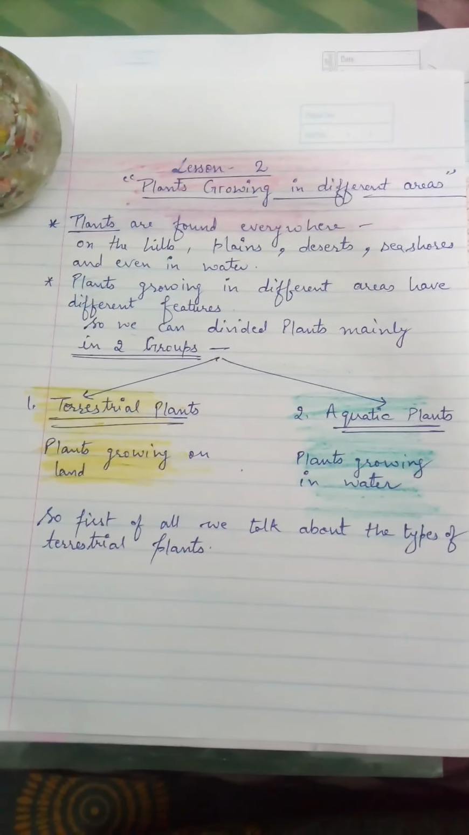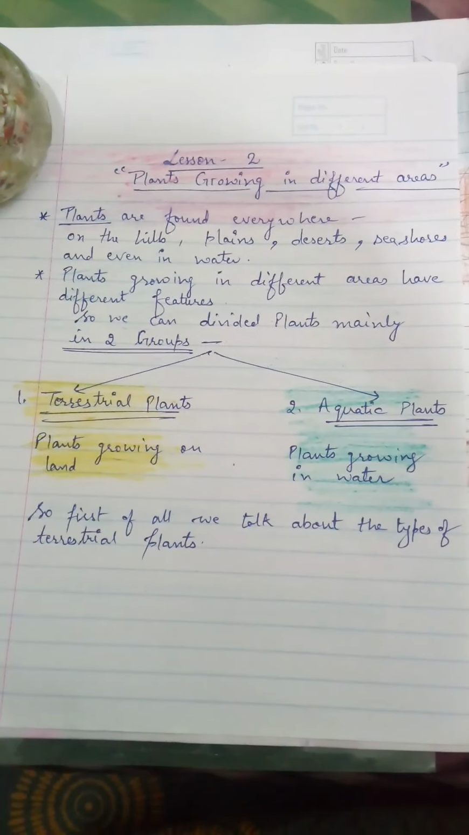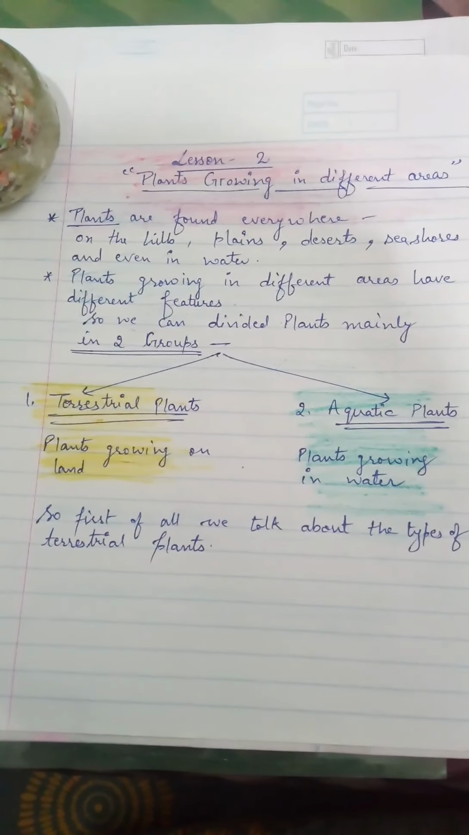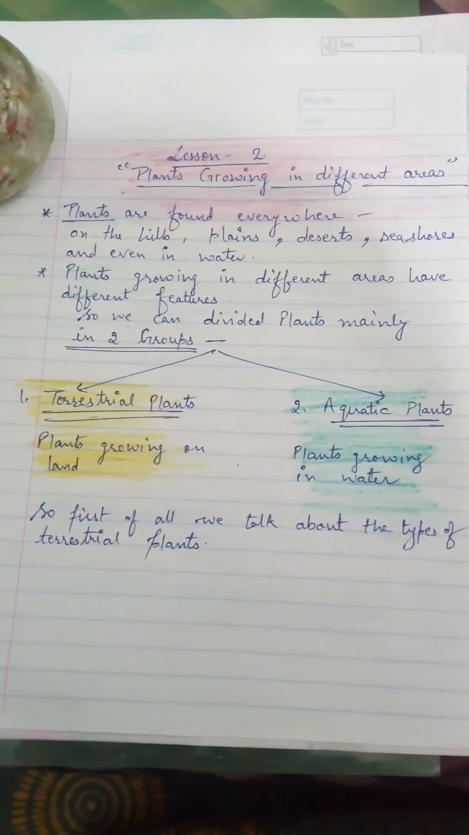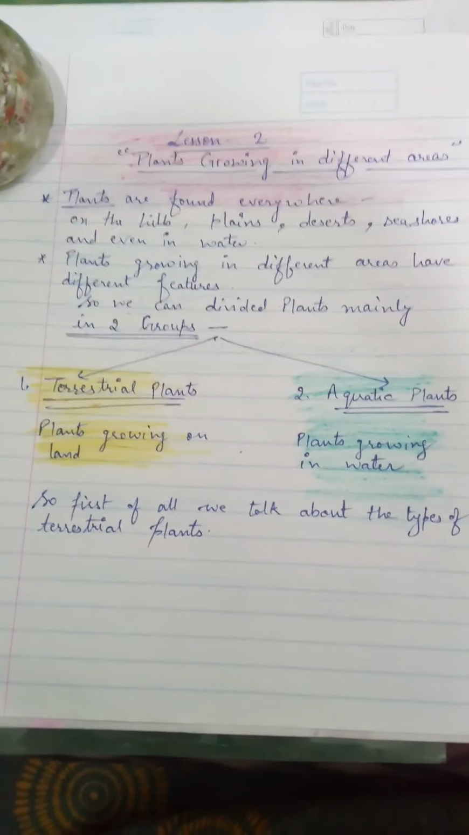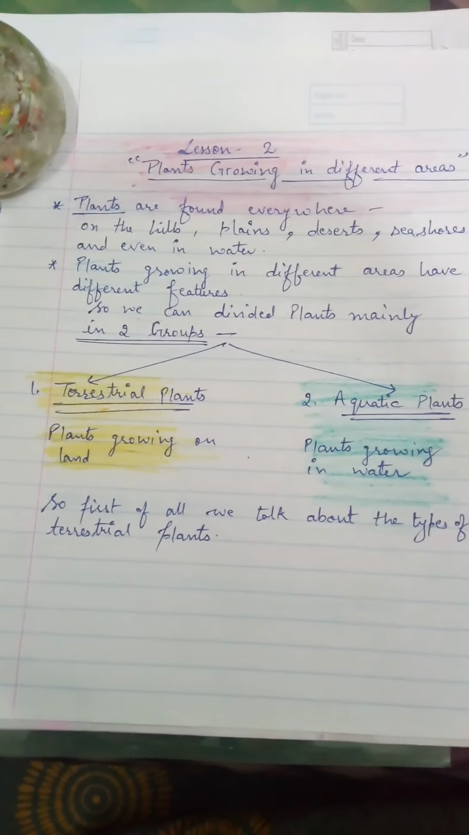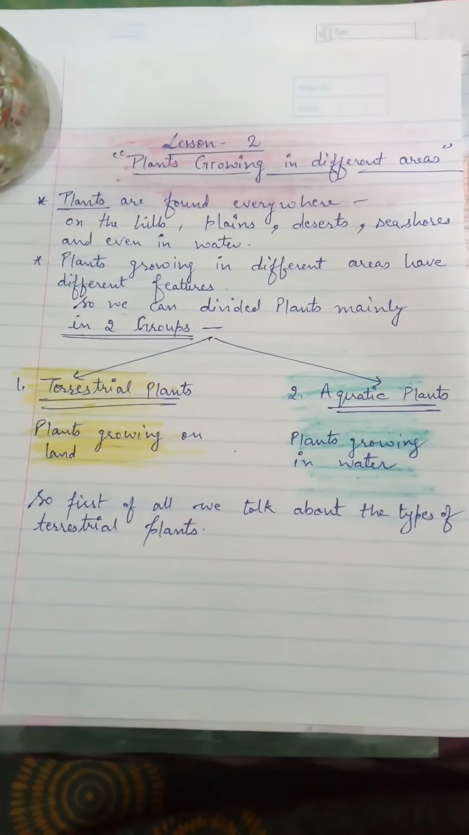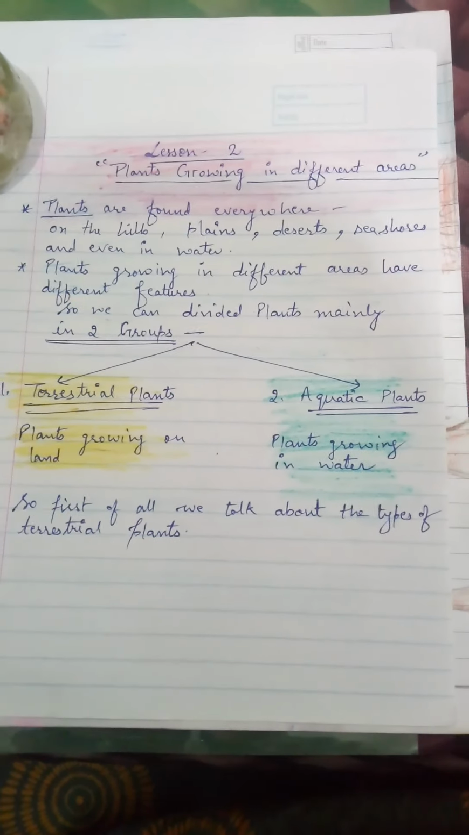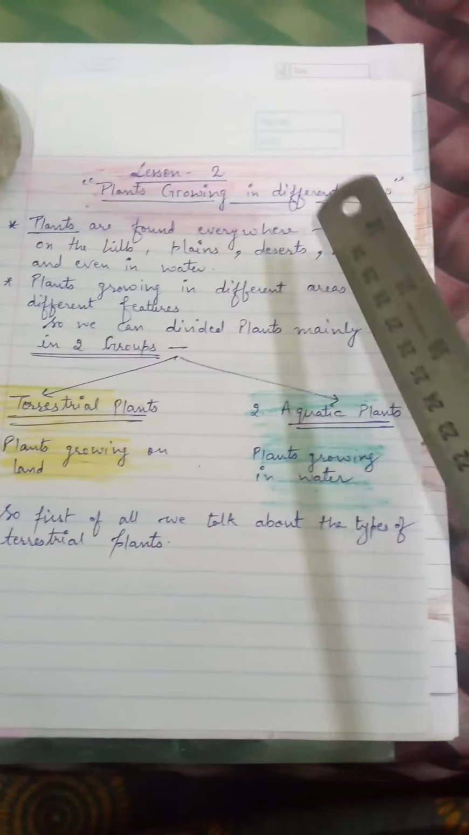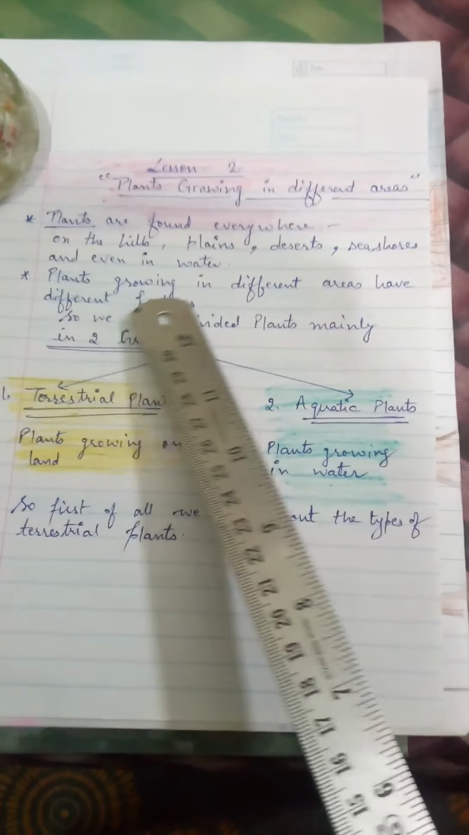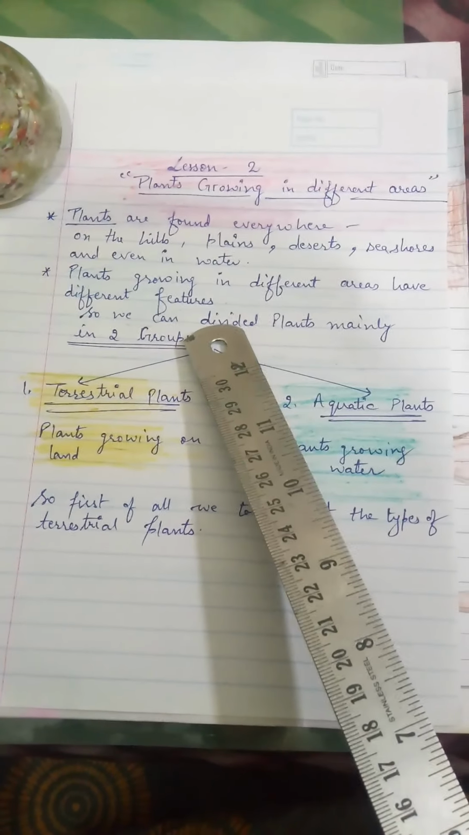Today I will explain to you lesson 2, plants growing in different areas. Students, you all know, rather I can say you all have seen plants everywhere. It means plants are found everywhere: on the hills, plains, deserts, seashores, and even in water. Plants growing in different areas have different features.